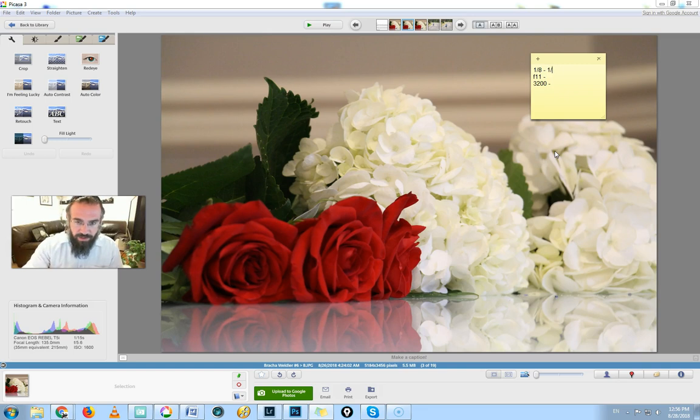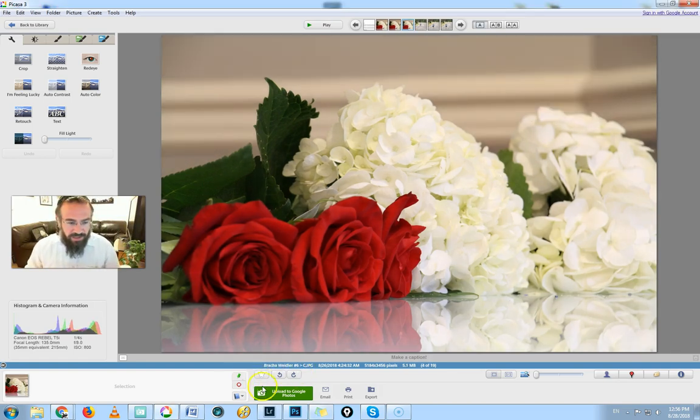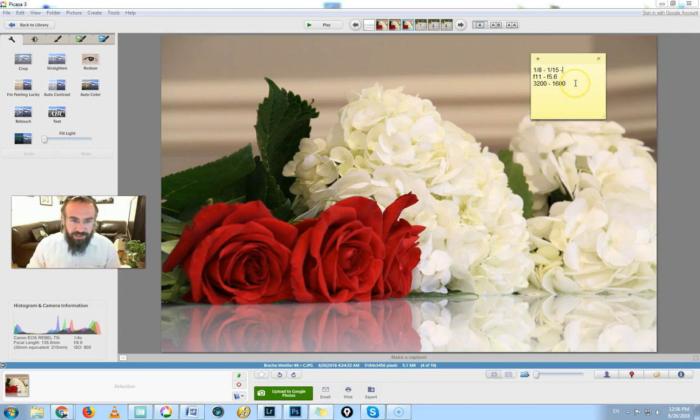Okay, the next picture is 1/15 at f5.6 at 1600 ISO. Okay, and the third picture, this looks a little bit brighter, but let's see. This is a 1/4 of a second at f8 at 800 ISO. Okay, so all the stats are different. That's great, that's encouraging. Now let's see what happens here.